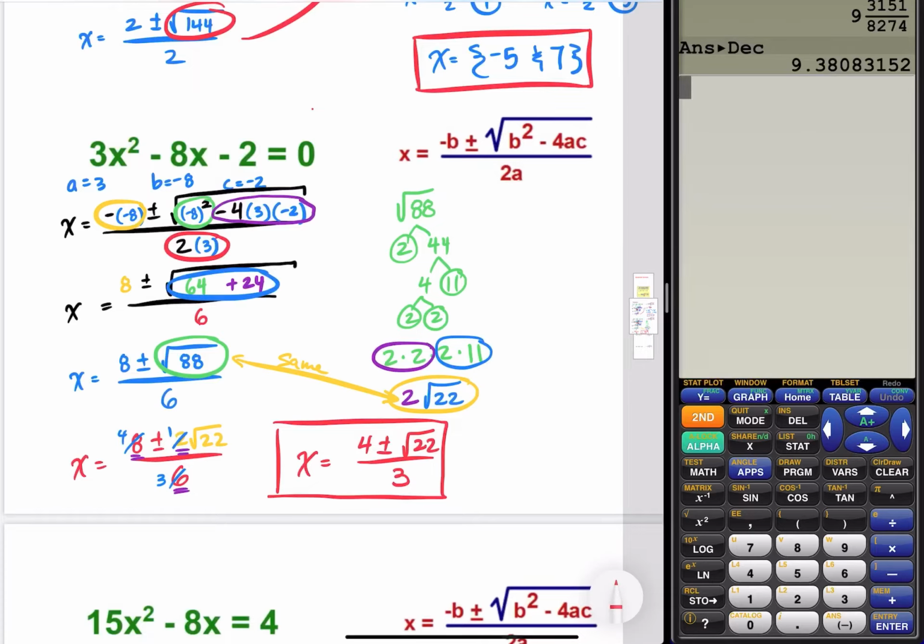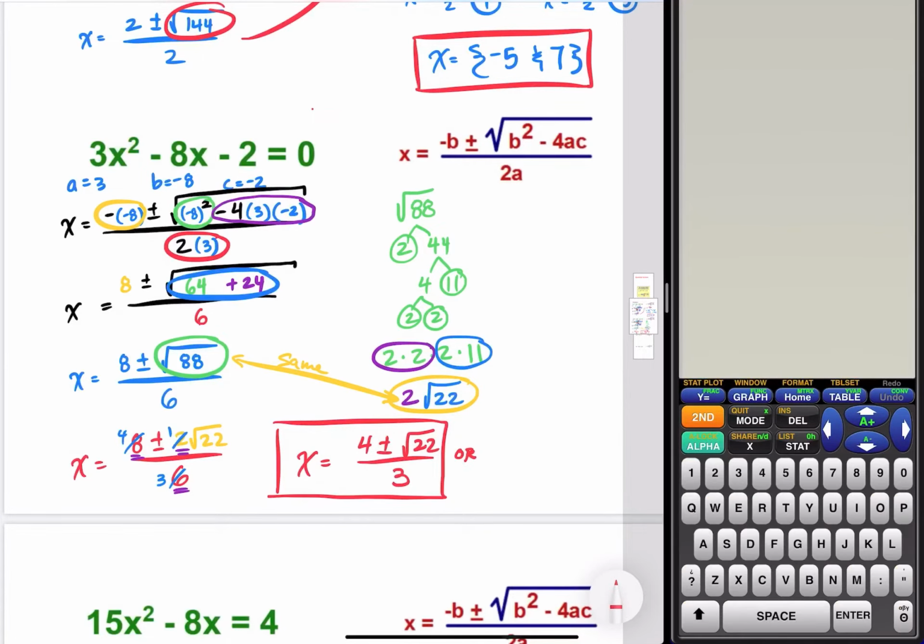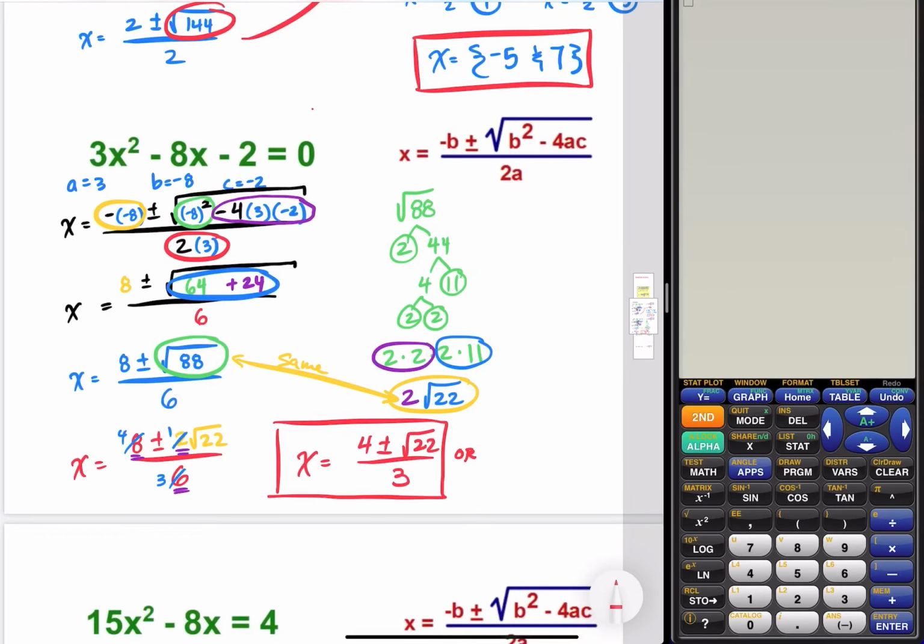Now, if I wanted a rounded value, yeah, I could put everything into my calculator directly based off of what I have here. So if I wanted the rounded answer, this is how I would type it in. I'm going to get my fraction bar, so I could hit alpha y equals to get my fraction, and I'll choose the first one.